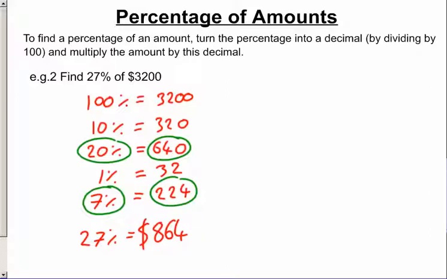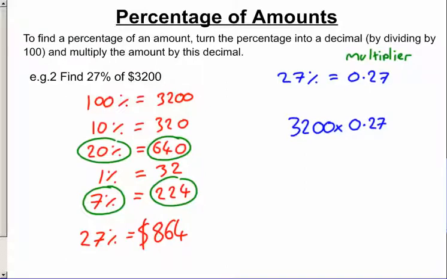If we use the multiplier method, we first notice that 27% is equal to 0.27 as a decimal. That's our multiplier. And then all we do is 3,200 times our multiplier, which is 0.27, and that gives us $864, same as we got from the other method. But notice for this one, the multiplier method is significantly quicker if we have access to a calculator.